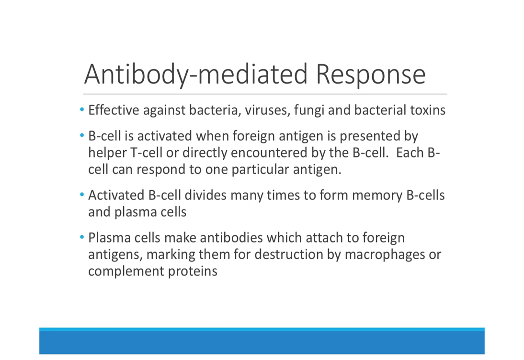The other type of adaptive or specific immunity is the antibody-mediated response. And antibodies are effective against bacteria as well as viruses, fungi, and the toxins that are produced by bacteria. So in the antibody-mediated response, you have B cells that get activated when the antigen is presented to them by a helper T cell or just by a macrophage, or the B cell itself runs into the antigen.